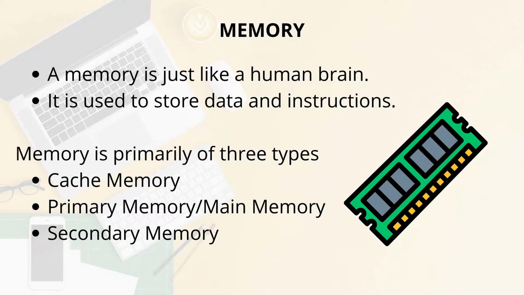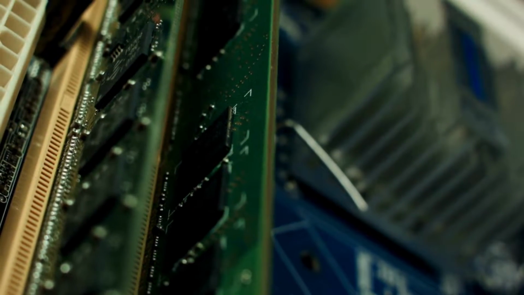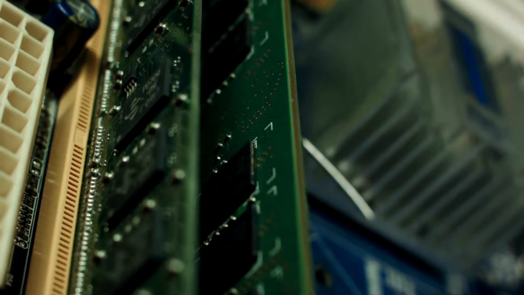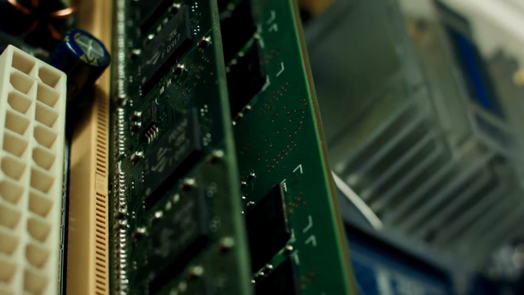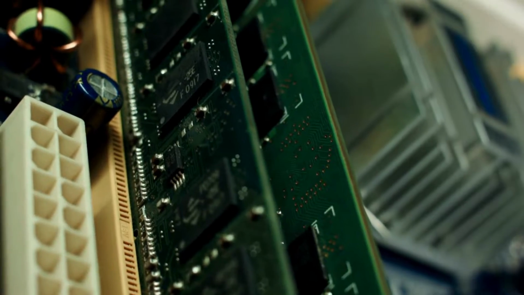Memory. A memory is just like a human brain. It is used to store data and instructions. Memory is primarily of three types. Cache memory, primary memory / main memory, secondary memory.